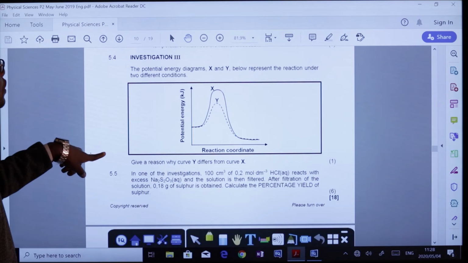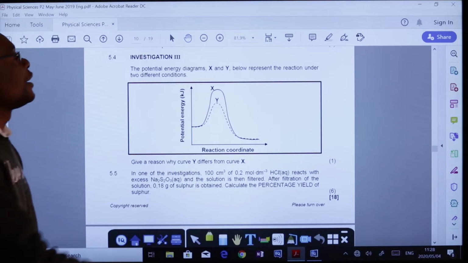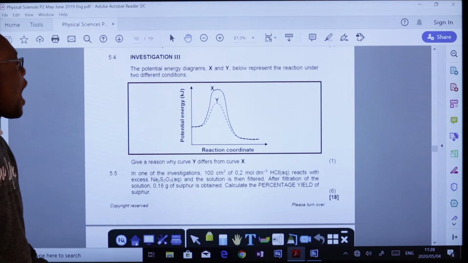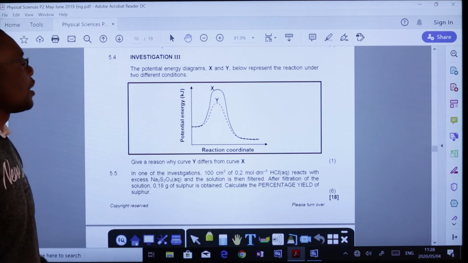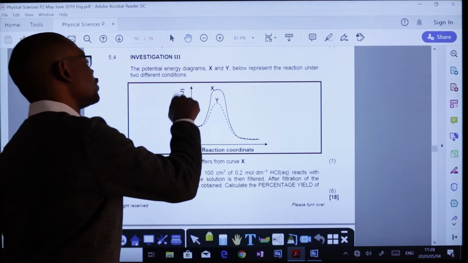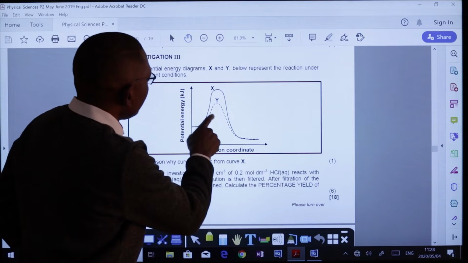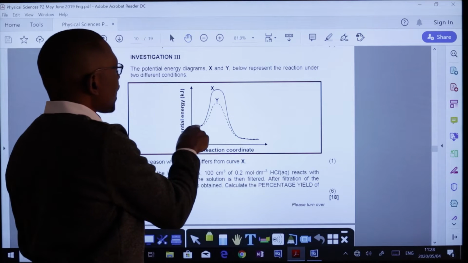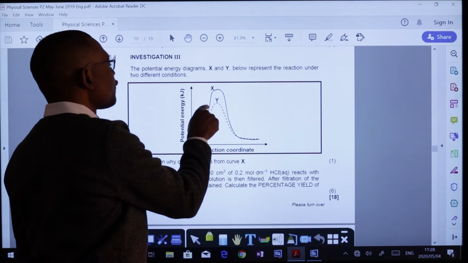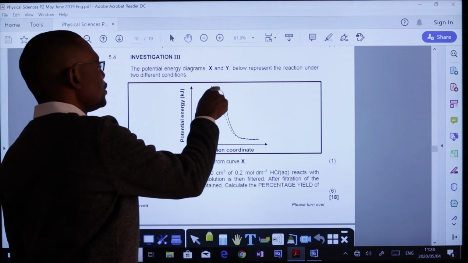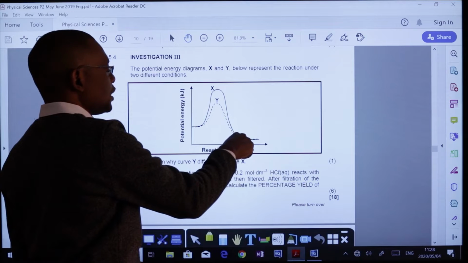So in investigation 3, look what is happening here. We are saying that the potential energy diagrams X and Y below represent the reaction under 2 different conditions. So let's study these reactions and see what is happening here. So this is potential energy and the reaction coordinate. If these are reactants, they will need to have a high potential energy, and then when they react, they form the products at a lower energy like that.